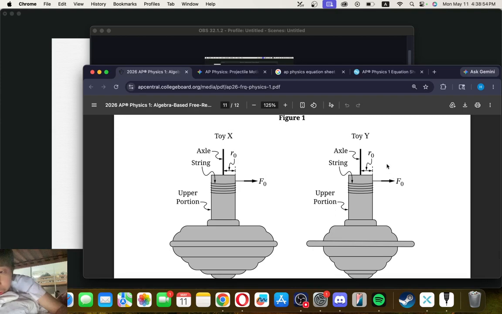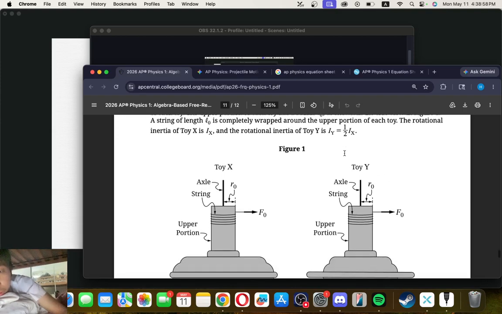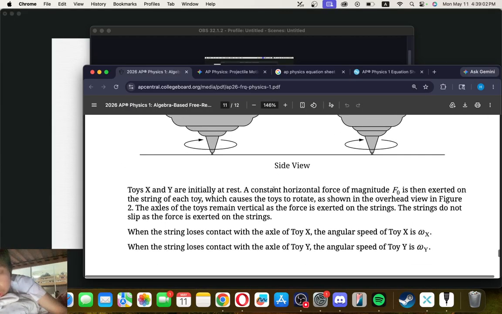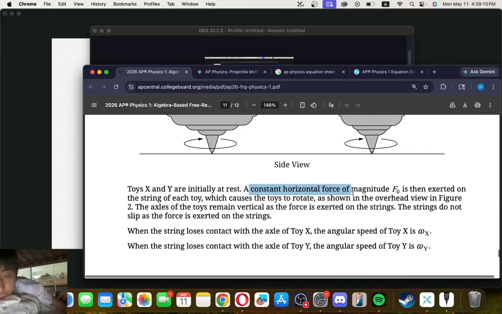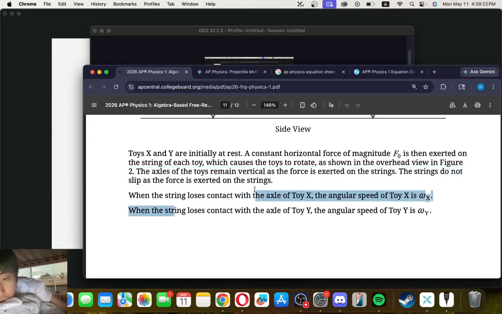So basically, same RO, same FO, different inertial masses. Toy X are initially at rest. The constant force on the string of the toy causes the toy to rotate. Oh, so you pull it from that way with the string. As soon as I figure that axle is vertical, as the forces are vertical, these do not slip by when the string loses contact.